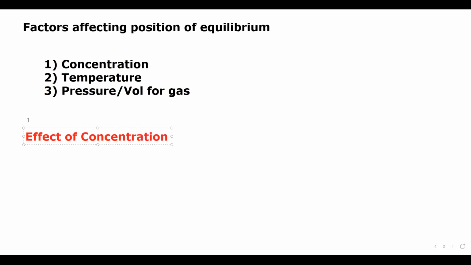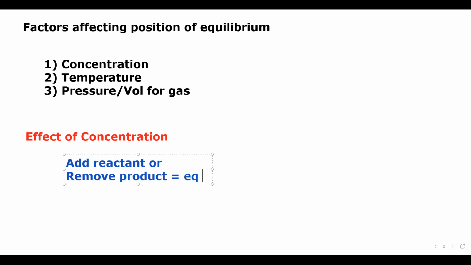The effect of the concentration on the position of equilibrium. So if we add reactant or we remove product, what will we observe? We'll observe the equilibrium will shift towards the right hand side.